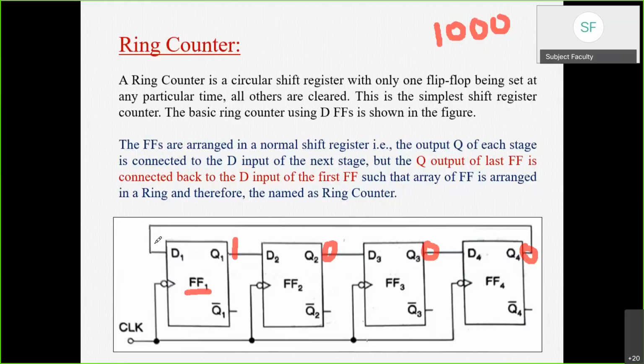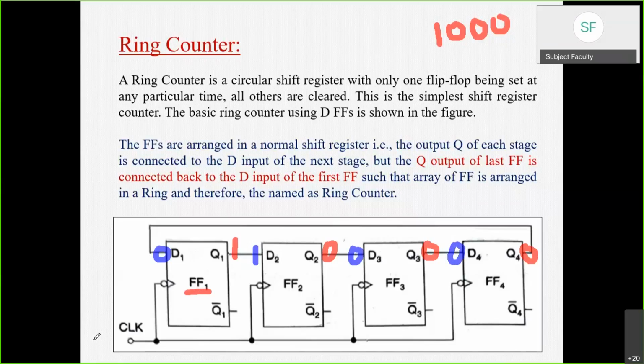So now I am writing the values of inputs. D1 will be 0 because Q4 is connected to D1. So Q4 is equal to D1. Q4 is 0, that means D1 is also 0. Q1 is connected to D2, that means D2 will be 1. Q2 is connected to D3, that means D3 will be 0. Q3 is connected to D4, that is D4 will be 0. So now these are the new inputs.